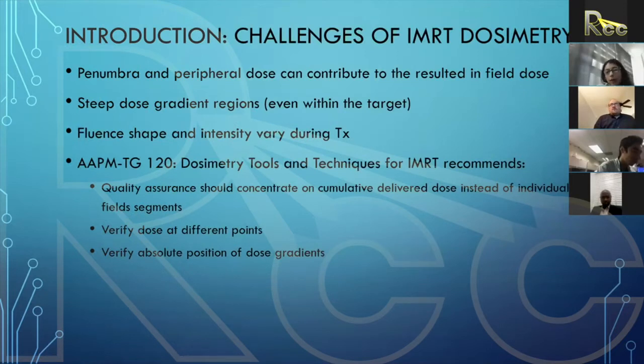So when we talk about IMRT dosimetry, we are facing penumbra and peripheral dose. They can contribute to the final field dose measurements. And also we are dealing with steep dose gradient regions, even within the target. Also, we have to keep in mind that we have fluence, shape, and intensity that are changing across the treatment. Also, please, before you start doing dosimetry for IMRT, make sure that you are familiar with the TG120, with the Task Group 119 as well.